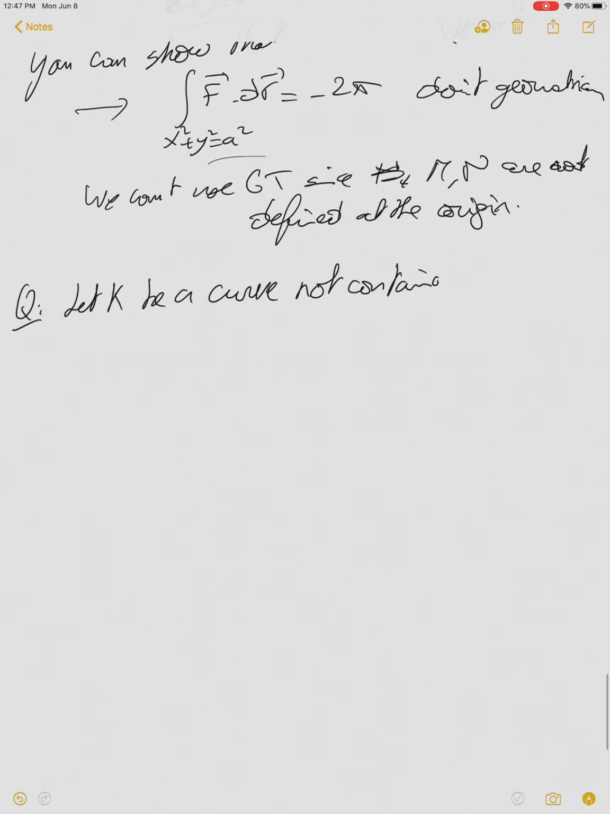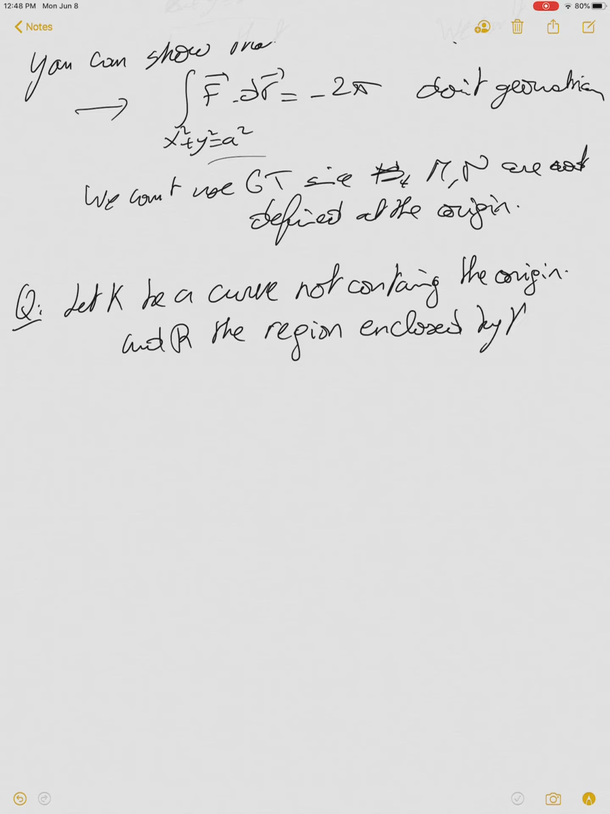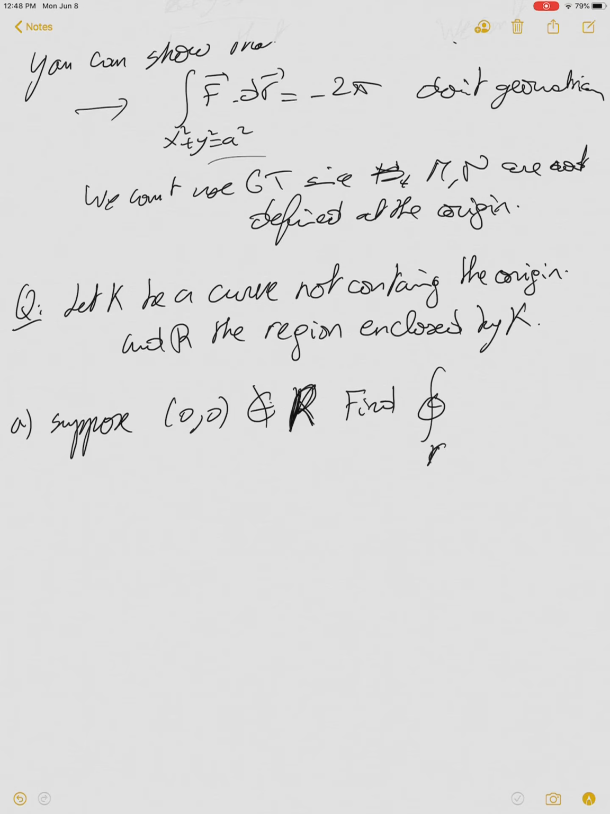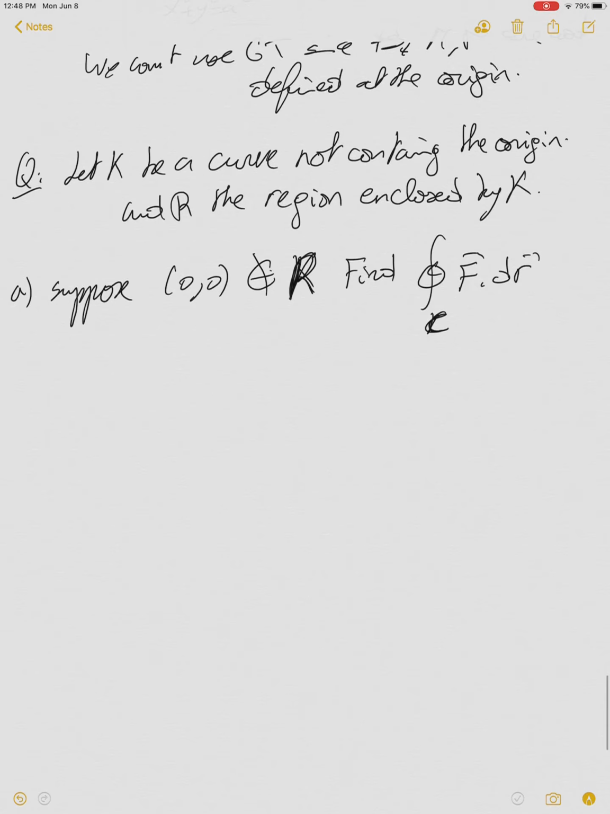Now let K be a curve not containing the origin, and R the region enclosed by K. So question A: suppose (0,0) is not in K. Well, (0,0) is not in R. Find the integral over K of f dotted with dr.